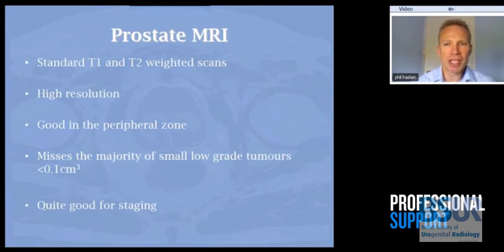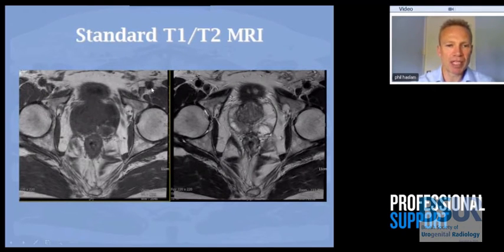So standard prostate MRI, as it's been done traditionally with T1 and T2 weighted scans, is pretty good. It's high resolution. It's not bad in the peripheral zone and the transitional zone. It misses small tumours, but it is actually quite good for staging. So for local staging, it's not a bad test. We'll just go through some examples.